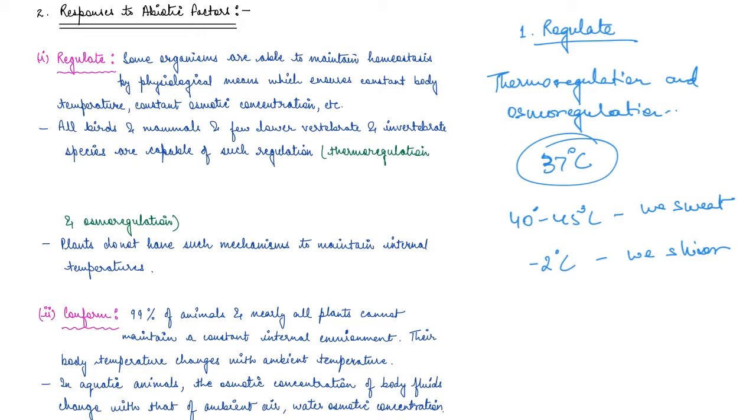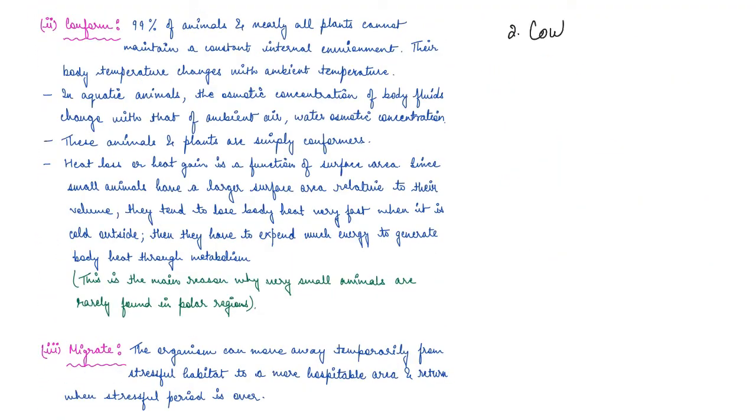Now, guys, the second type of response to abiotic factors is to conform. Now, what do we mean by conform? So, guys, say there is a majority, 99% of animals and nearly all plants, and they cannot maintain a constant internal environment. Their body temperature changes with the outside temperature. Again, in aquatic animals, the osmotic concentration of the body fluid changes with that of the water's osmotic concentration.